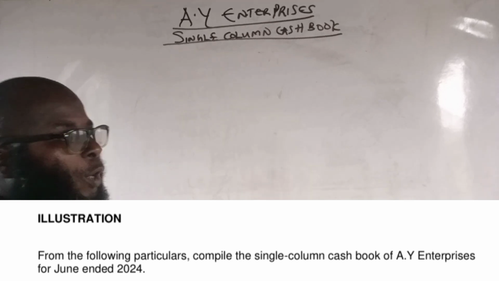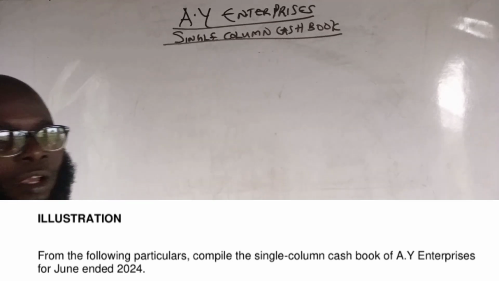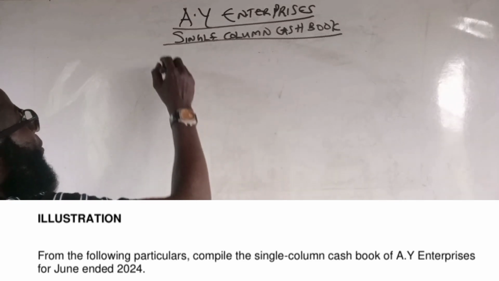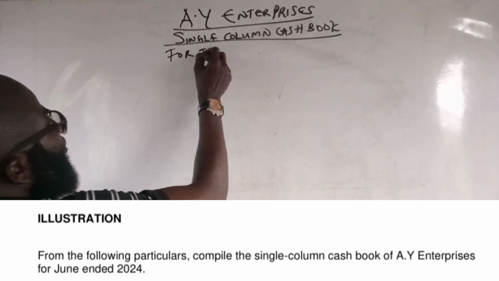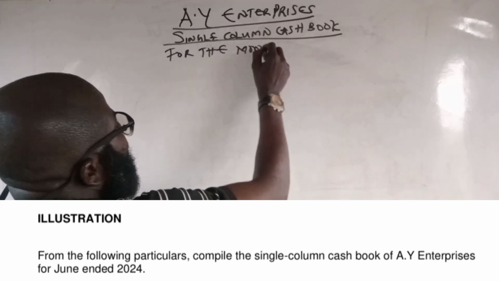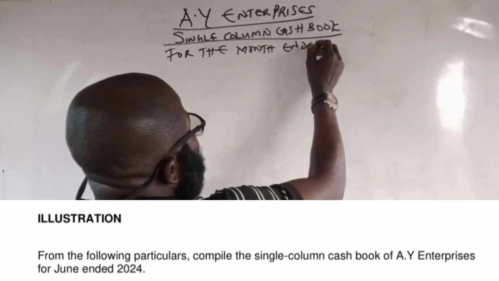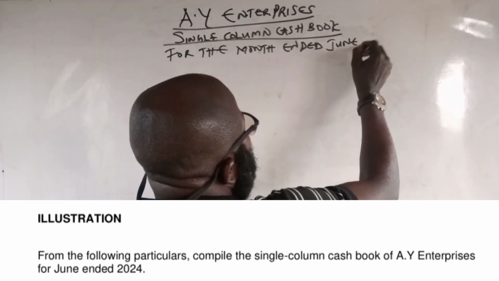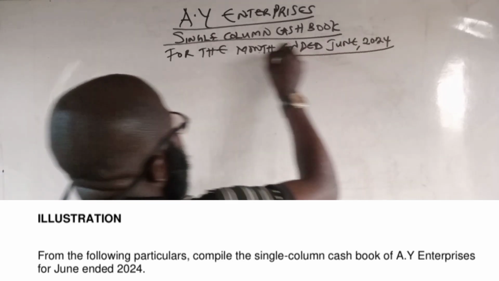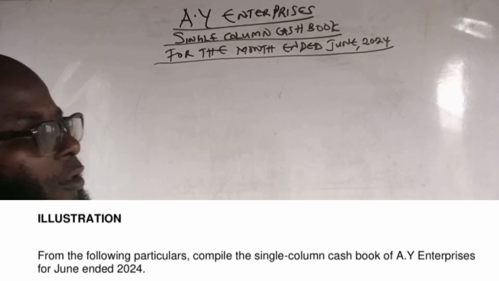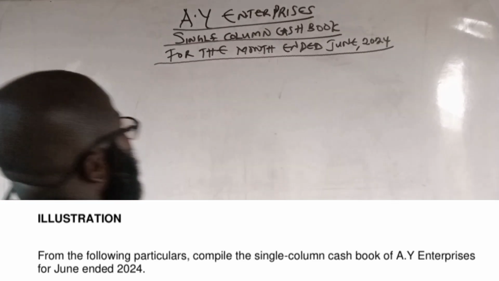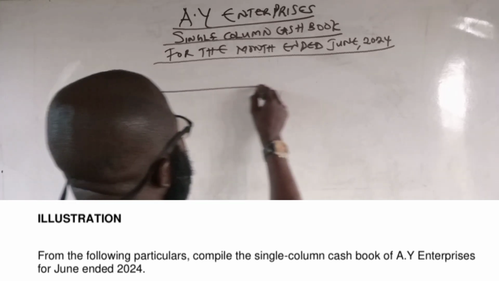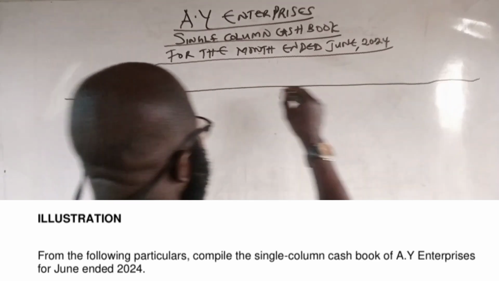Okay. Which particular year are you preparing the accounts? I will put it this way: for the month ended June 2024. Then we begin the solution to the question. Therefore, you underline this by beginning your question solving.